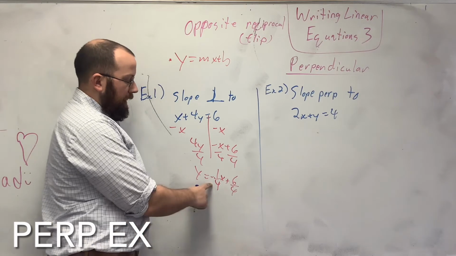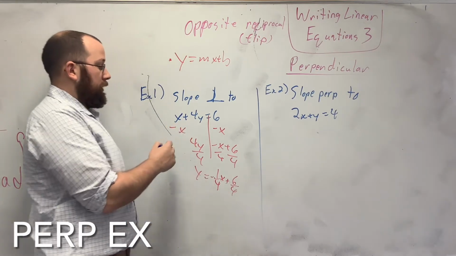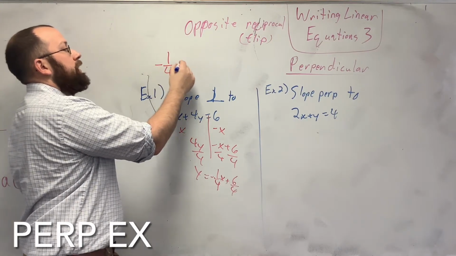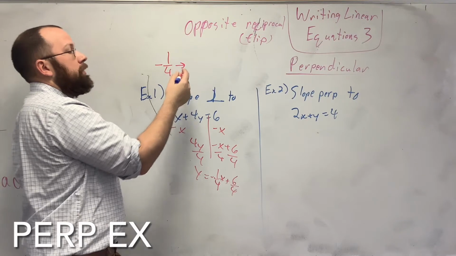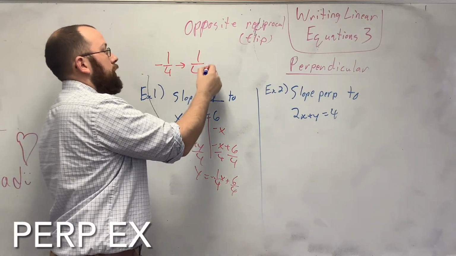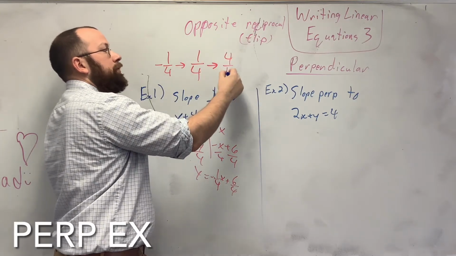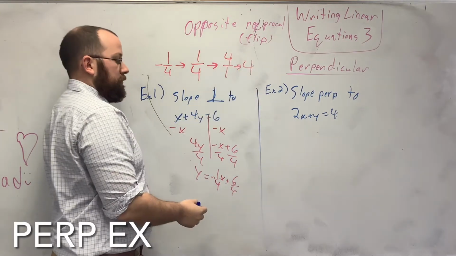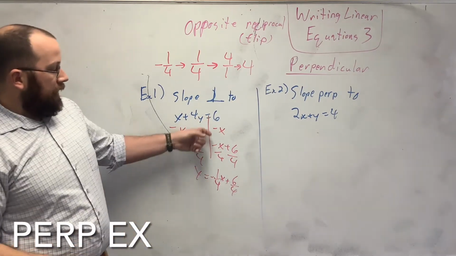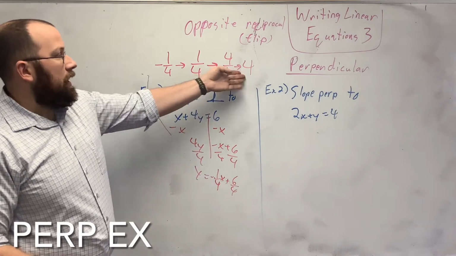All right, so now I'm just trying to find a slope perpendicular to negative 1/4. So I take negative 1/4, and the first thing I do is opposite. What's the opposite of negative 1/4? 1/4. Now I take the reciprocal and I flip 1/4 over to make it 4/1, which is just 4. So a slope perpendicular to this, which was in slope-intercept form, this linear equation, is 4.